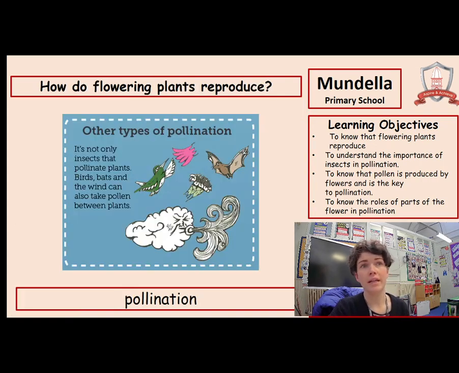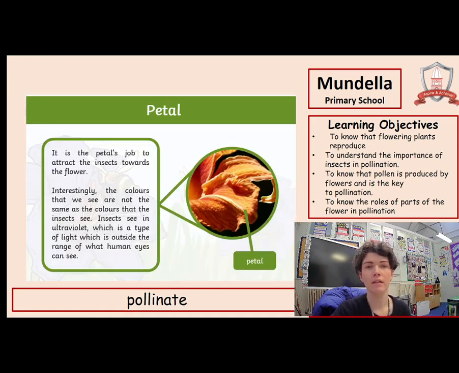It's not only insects that pollinate the plants, that move that pollen from one flower to another similar flower. Birds, bats, and the wind can also take the pollen from one plant to another. Okay, so we've got those images there to help you remember that pollination can happen through different means in different ways. Now let's look at parts of the flower.